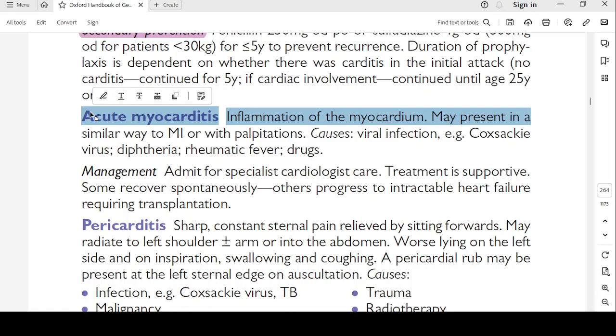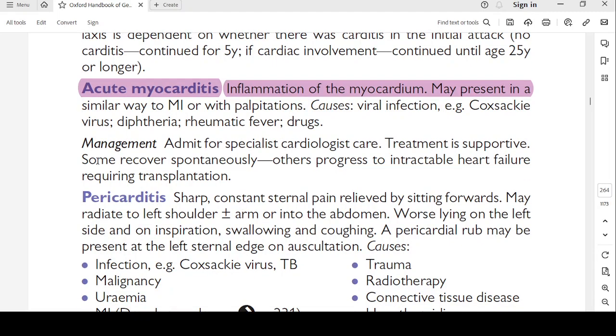Acute myocarditis. Inflammation of the myocardium may present in a similar way to MI or with palpitations. Causes are viral infection, for example Coxsackie virus, diphtheria, rheumatic fever, and drugs. Management: admit for specialist cardiologist care. So when there is myocarditis as a diagnosis, you admit for specialist care. Treatment is supportive; some recover spontaneously, others progress to intractable heart failure requiring transplantation.